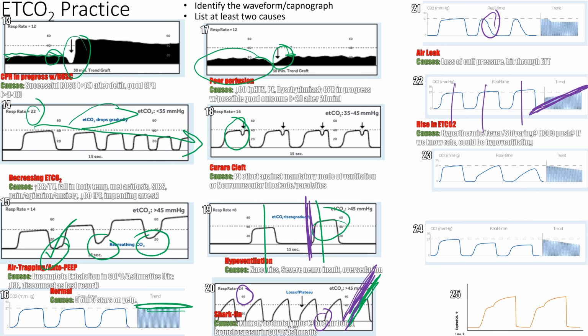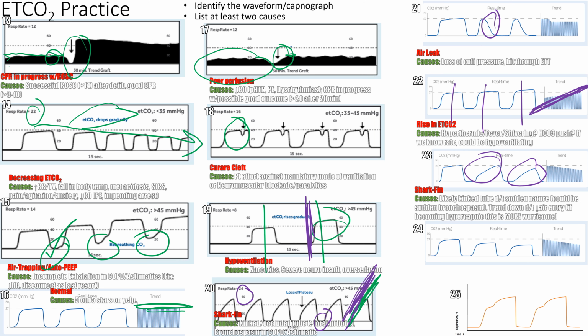All right, 23. Yeah, something happened there. They bit on the tube, a mucus plug happened, they got bronchospasm all of a sudden. So we can give bronchodilators, or we can tell them to stop, or we may have to do some suctioning.